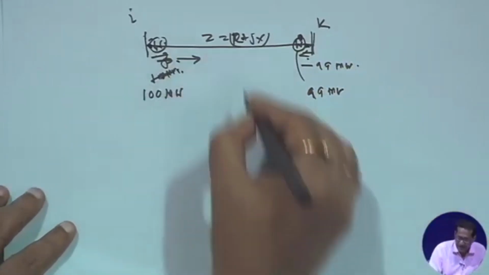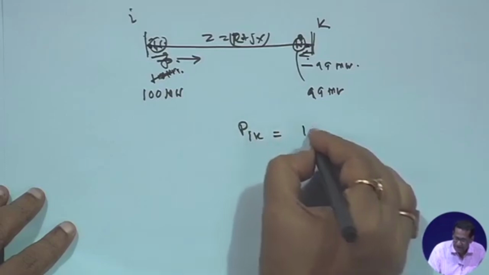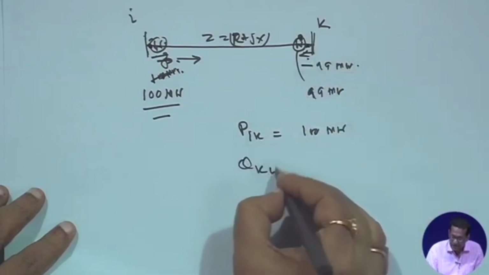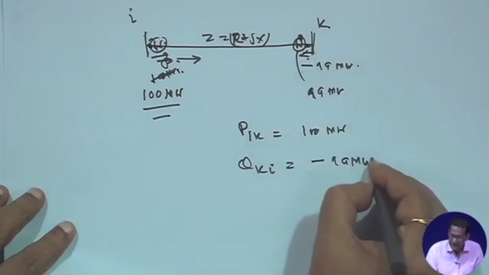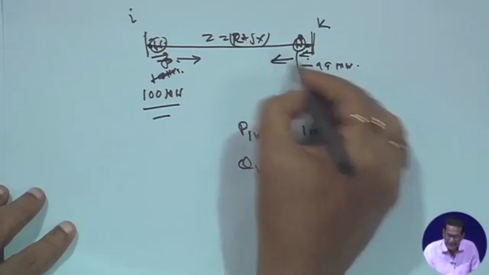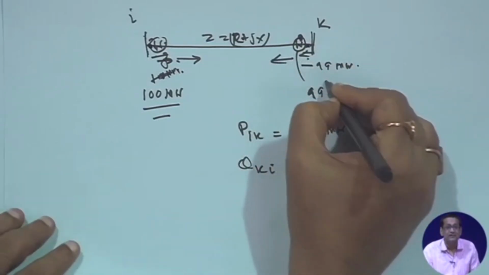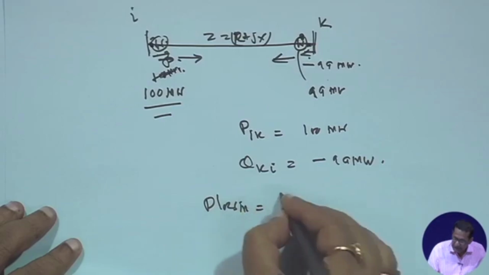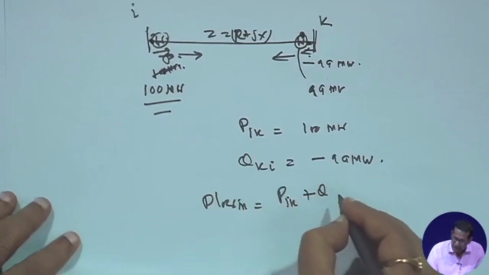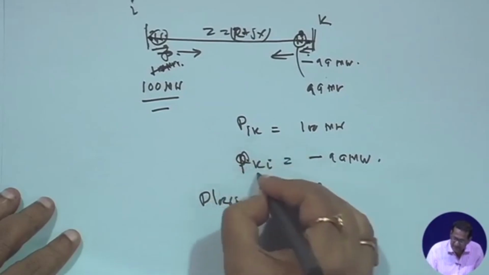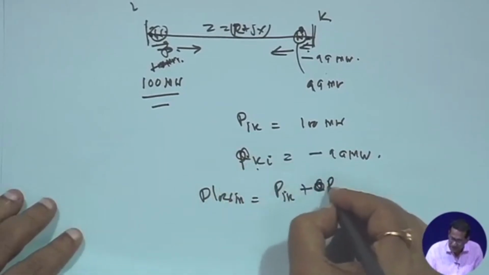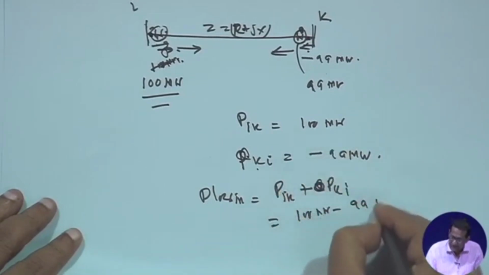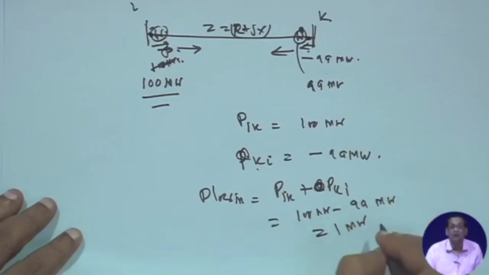That means your power P_ik is equal to 100 megawatt, which you are measuring here, and on this side, when you take P_ki, that is minus 99 megawatt, because the direction is changed. Here it is 99, but the direction is changed, so minus 99. That means the power loss of the line ik, P_loss ik, is equal to P_ik plus P_ki. So P_ik is 100 megawatt and this is 99 megawatt, that is 1 megawatt power loss.